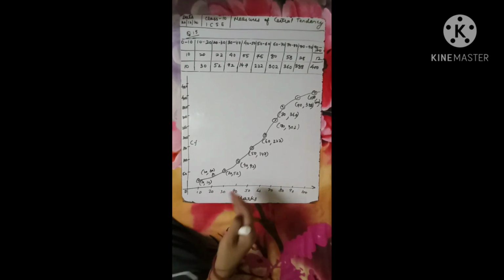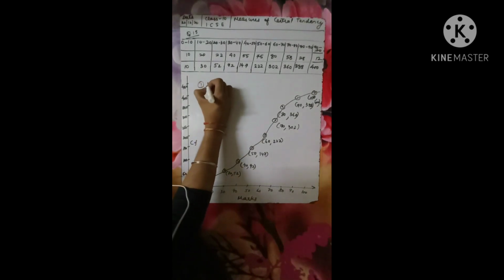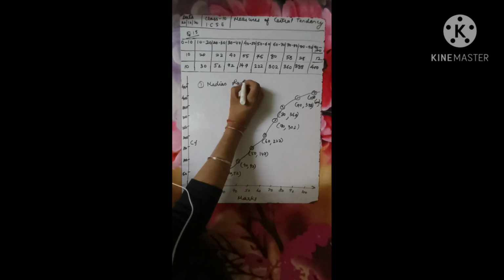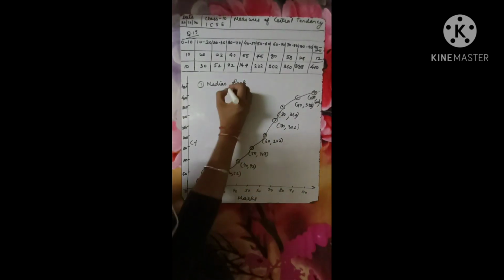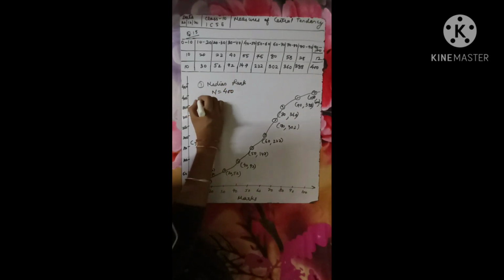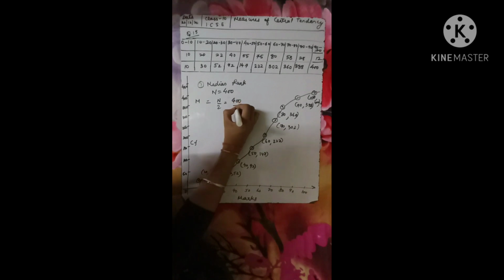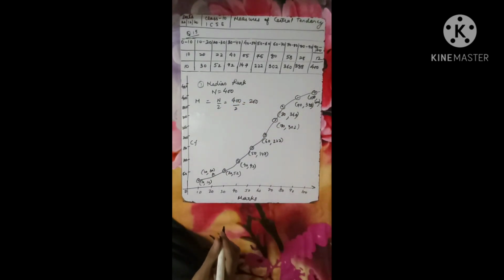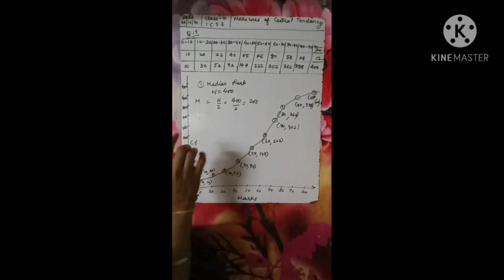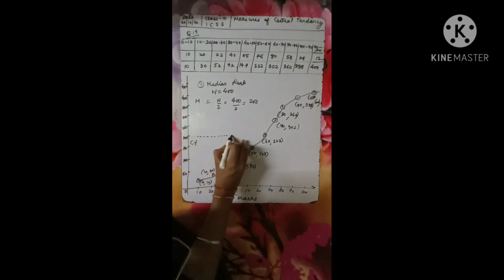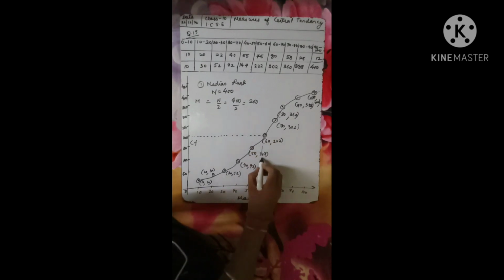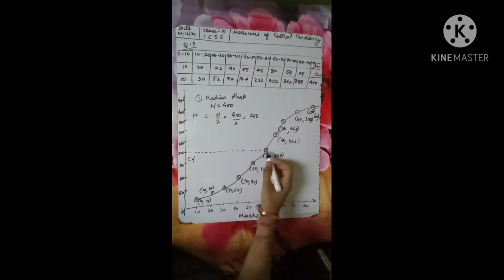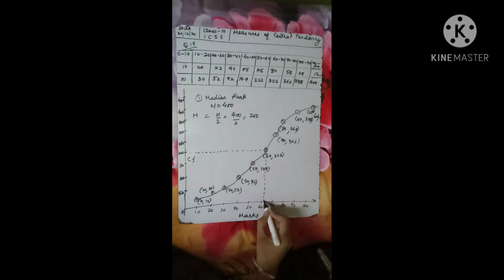Now from this we need to determine the things. What is the first? The median rank. As we know, what is the median formula? As n is equal to 400, the median will be n by 2, that is 400 divided by 2, which is 200. So what do you have to do for this 200? From here, drop a straight line. Where does it meet? Then drop a perpendicular from here and read on the x-axis. Whatever value you get, that will be the median.